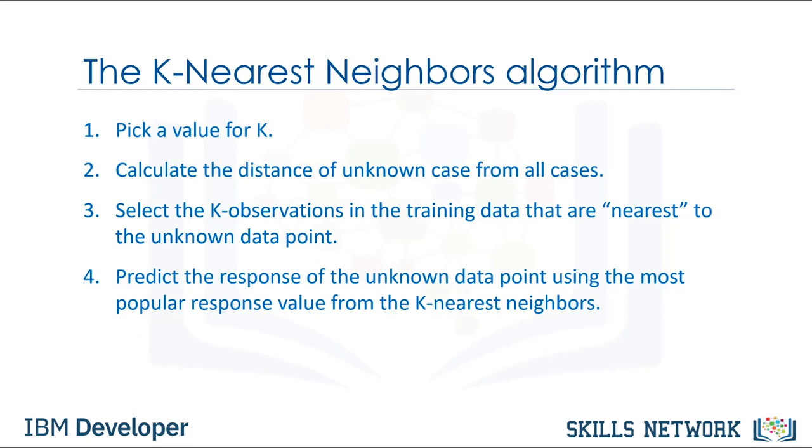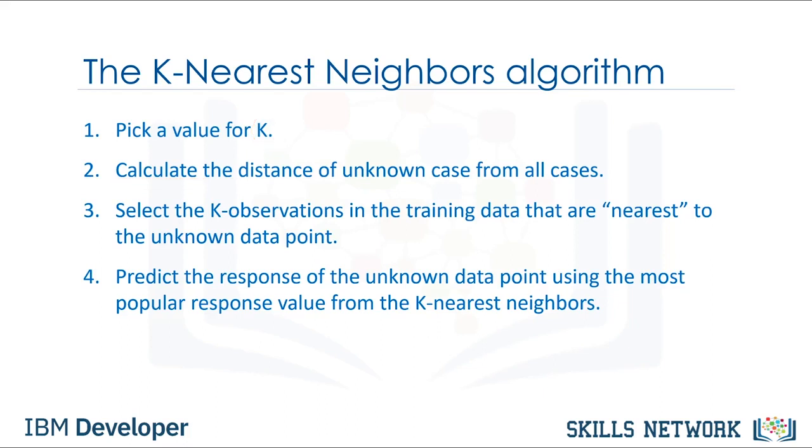There are 2 parts in this algorithm that might be a bit confusing. First, how to select the correct k, and second, how to compute the similarity between cases, for example, among customers.